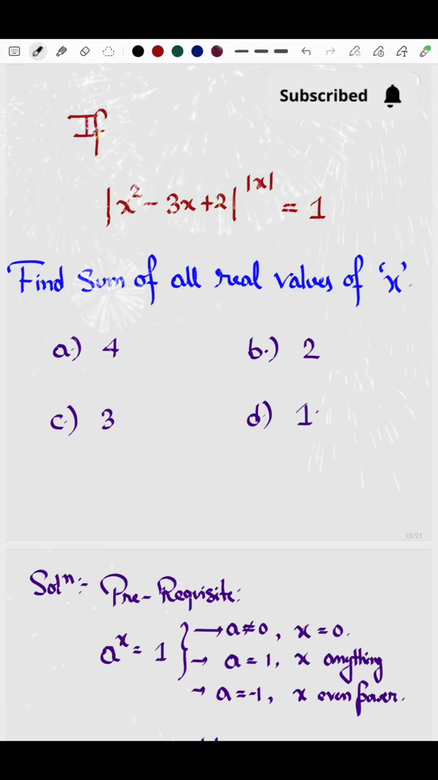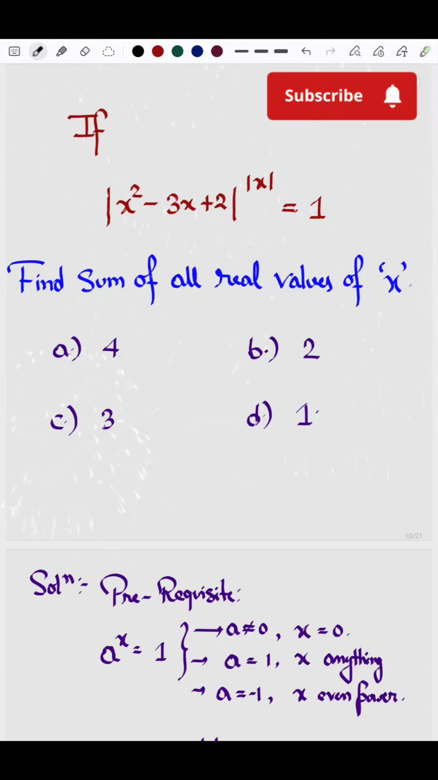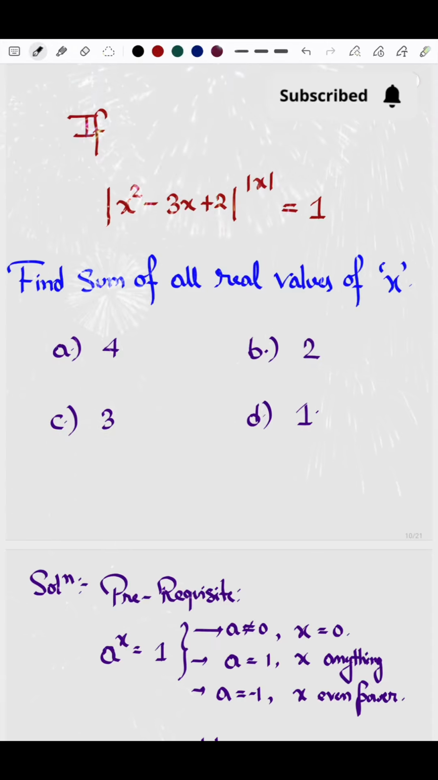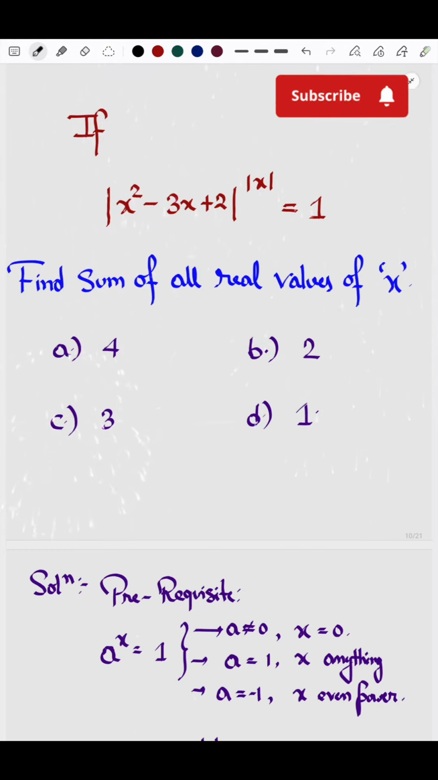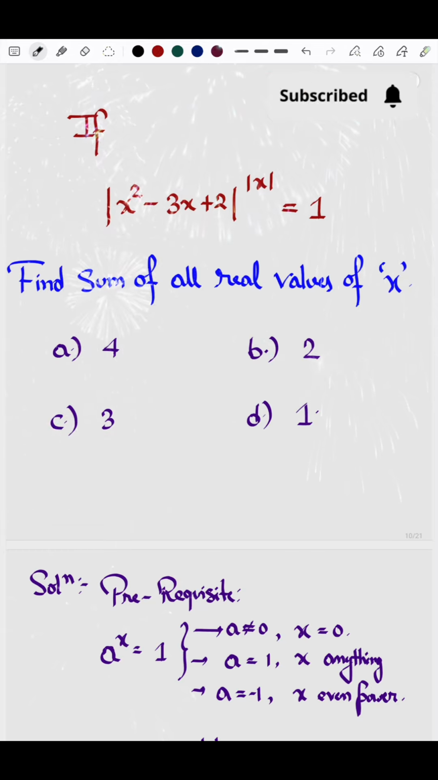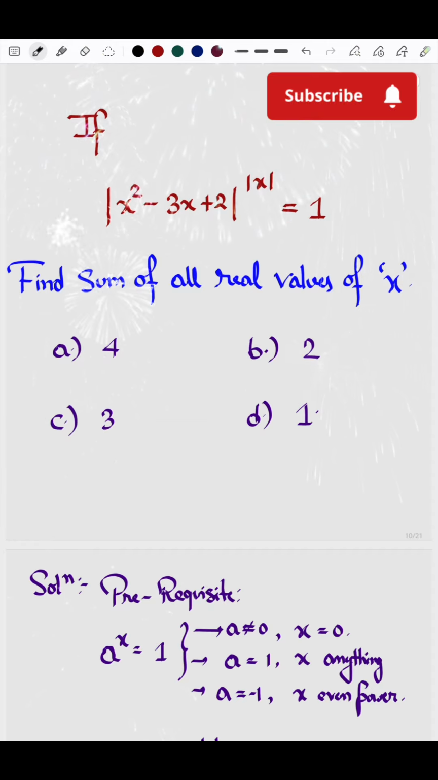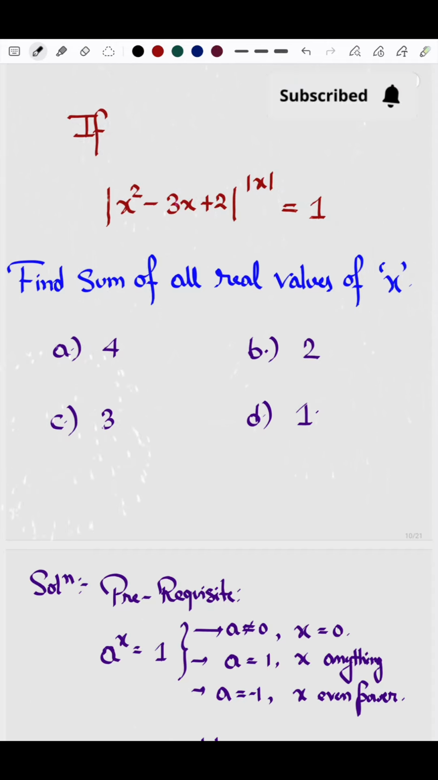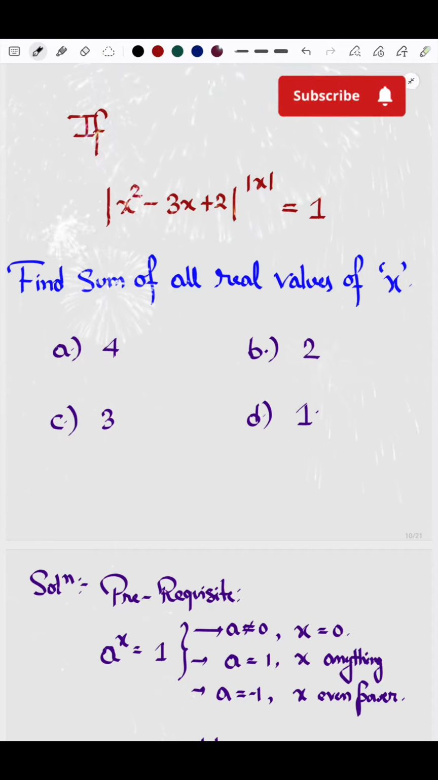If |x² − 3x + 2|^|x| = 1, find the sum of all real values of x. The options are 4, 2, 3 or 1. Now this is an interesting question of exponential equations.